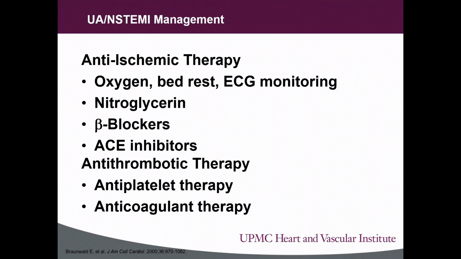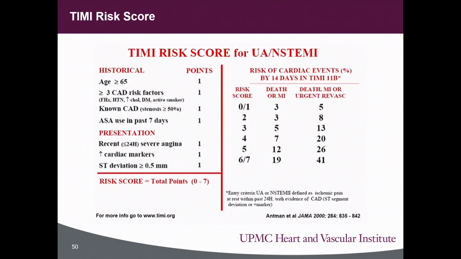So unstable angina and non-STEMI management, we want to think about anti-ischemic therapy with oxygen, bed rest, ECG monitoring, nitroglycerin, beta blockers, and ACE inhibitors. Antithrombotic therapy with antiplatelets and anticoagulants. Important to think about the TIMI risk score. This is one way we can assess patients in terms of their risk for events.